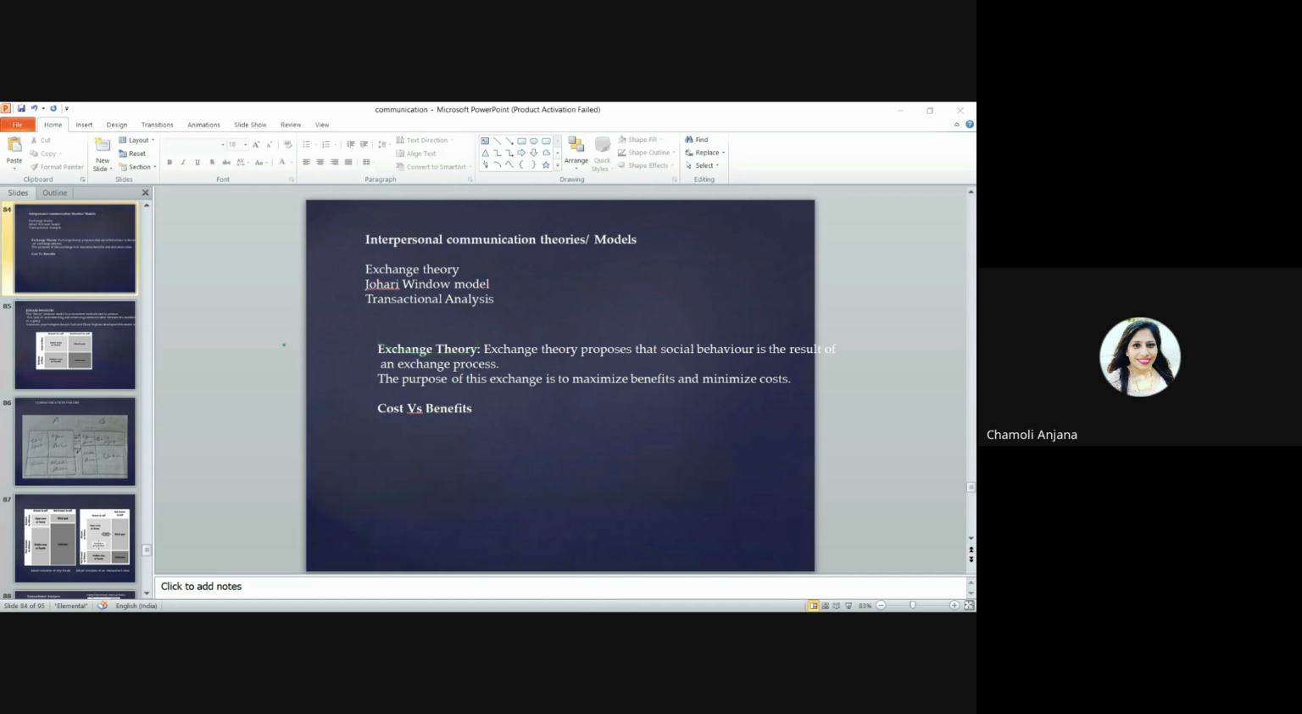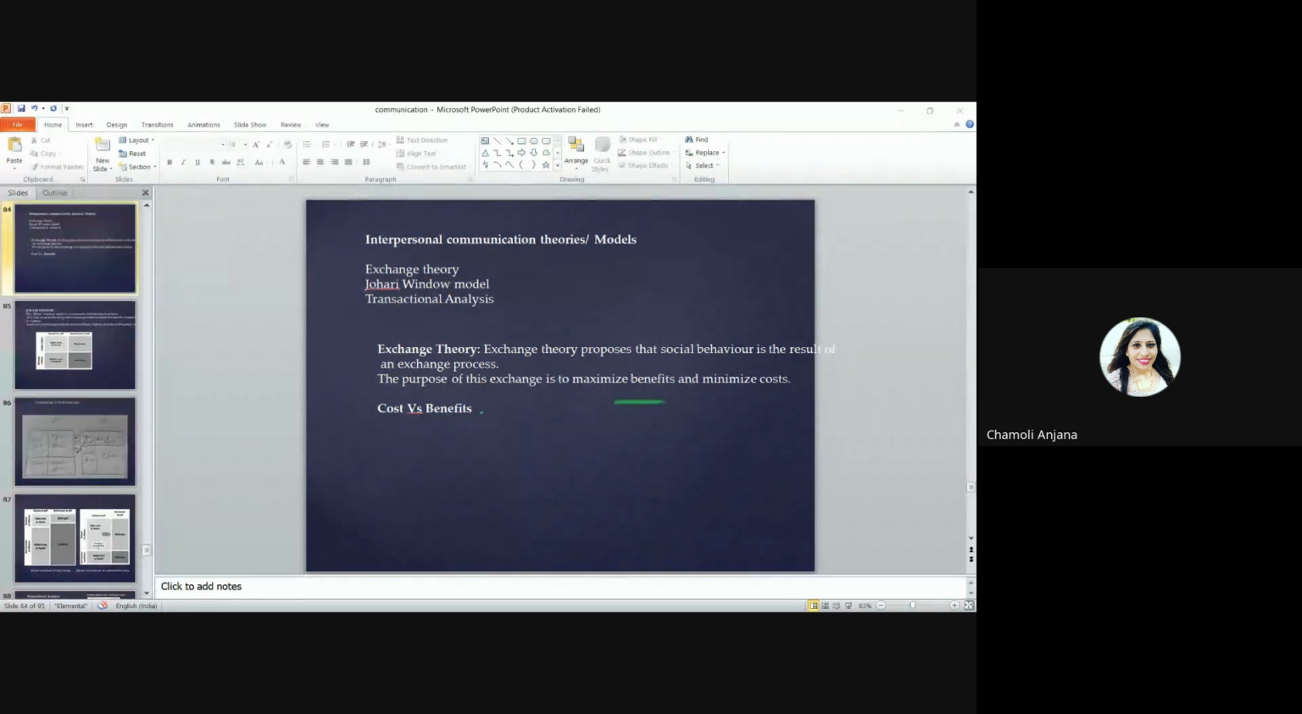Exchange theory proposes that social behavior is the result of the exchange process. That means the way we behave in a group or the way we behave with others all depends upon the exchange process. And what is this exchange process? This exchange process considers the cost and the benefits. That means how we exchange the cost and the benefits when compared to the cost and benefits of the others with whom we are communicating.